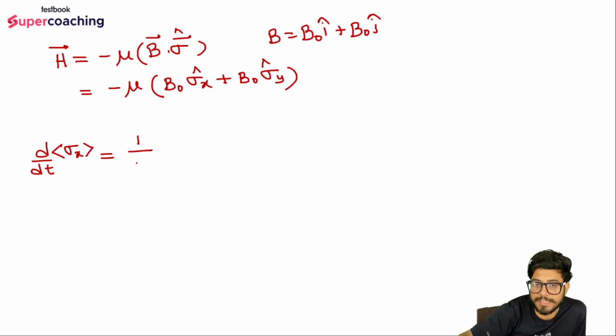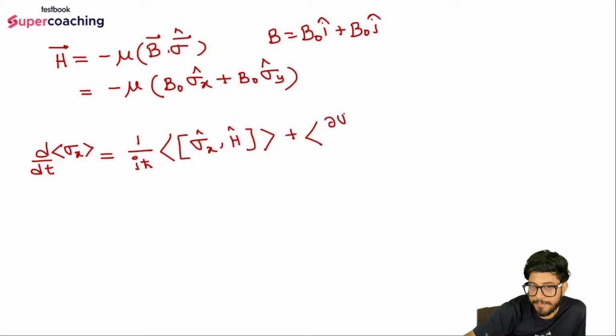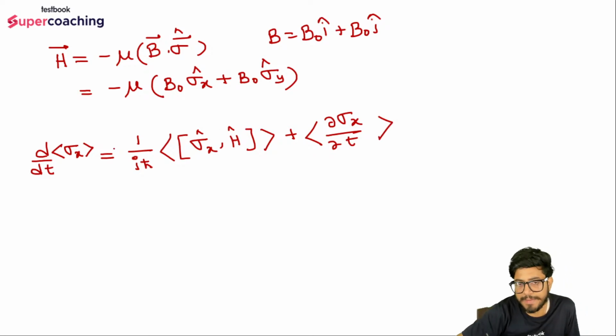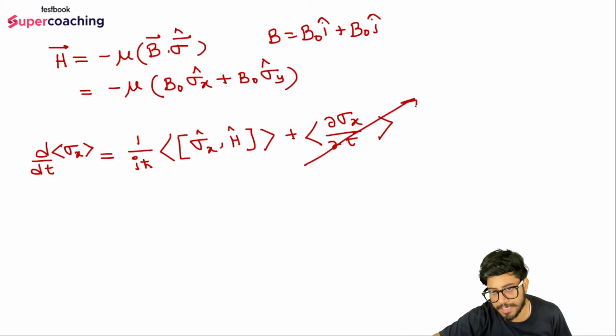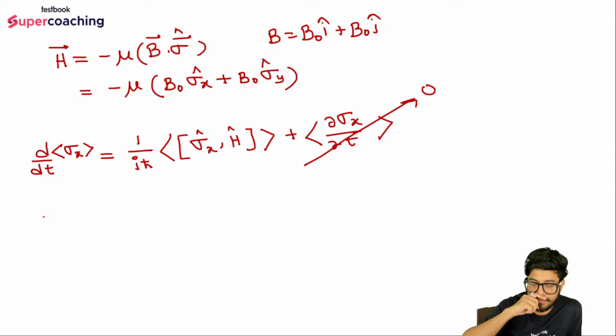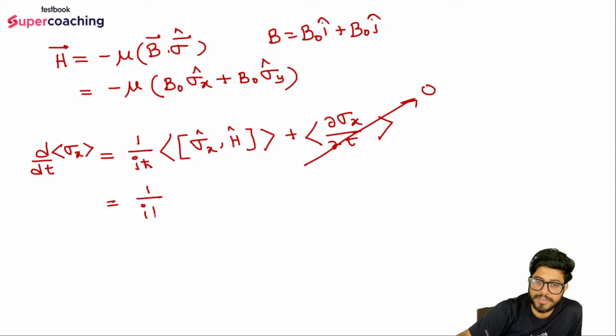1 by iħ times the expectation of the commutator of sigma x comma Hamiltonian, plus the expectation of the partial derivative of sigma x with respect to time. Sigma x doesn't depend explicitly on time, so this factor will be 0. And from here I can write 1 by iħ.